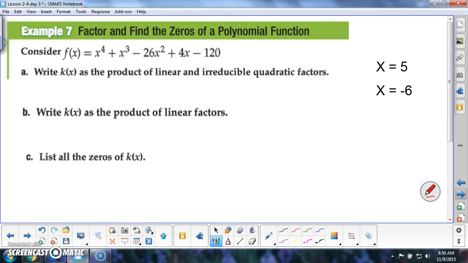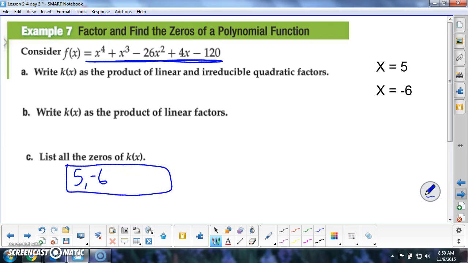Example 7, we'll just do another example of the same kind of problem. Again, they give us a polynomial. This one happens to be a 4th degree polynomial, which means that there's 4 zeros. They might all be real. They might be a combination of real and imaginary. And it says part A, write it as a product of linear and irreducible quadratic factors. Part B, write it as just linear factors. And part C, list all the zeros. You can see that there are 2 of them listed already, 5 and -6. We're missing 2 more. So we're going to need to find those last 2.